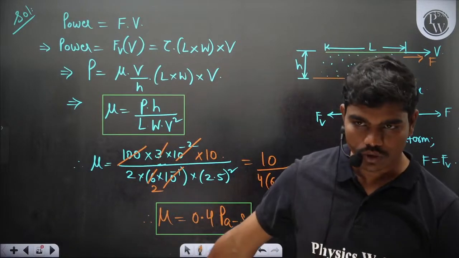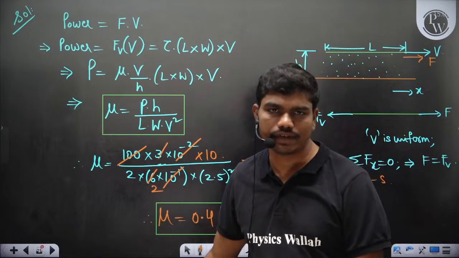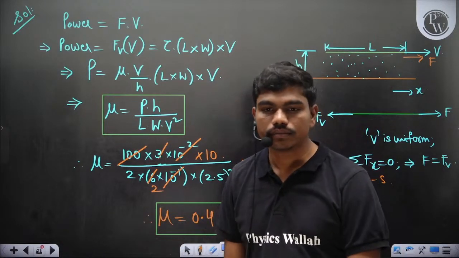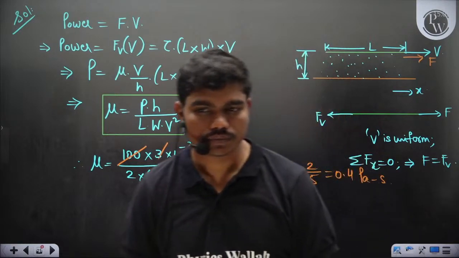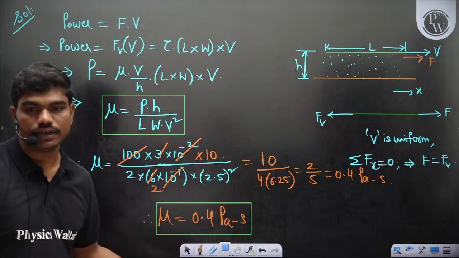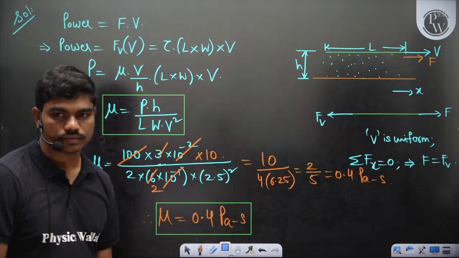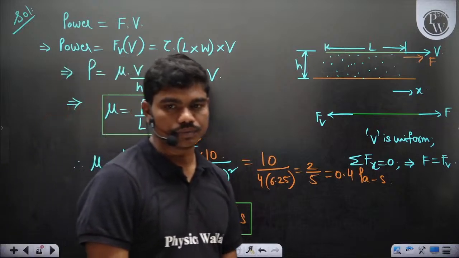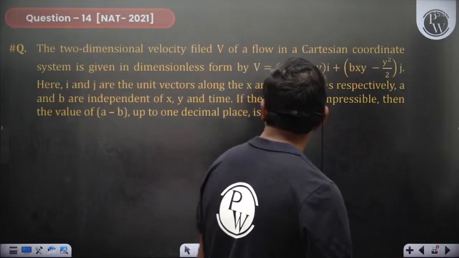So is this okay to all? Confirm? 0.4 is what you're getting. Okay, 10 by 25, that's all. So 0.4. Fine. It's a very simple, straightforward question. No issues. Correct, no? Good. So let's go to the next question.